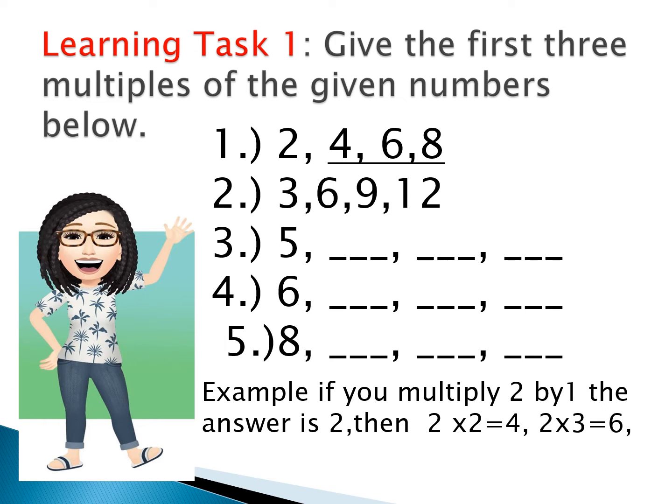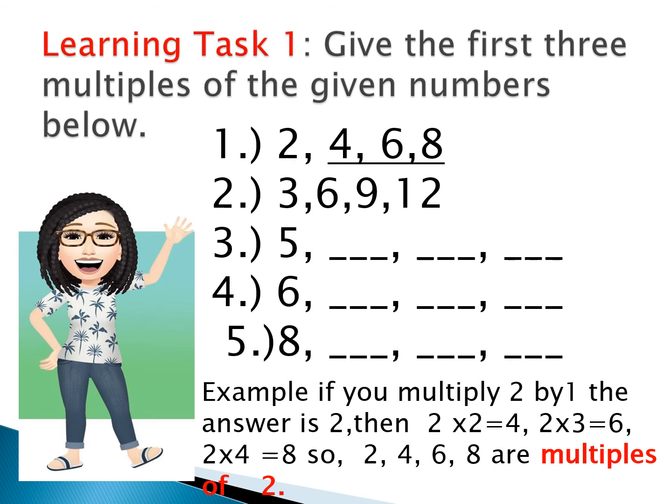If you multiply 2 by 1, the answer is 2. Then, 2 times 2 equals 4. 2 times 3 equals 6. So that is the multiplication table of 2, or what we call the multiples of 2. The same with number 2. That is multiples of 3.